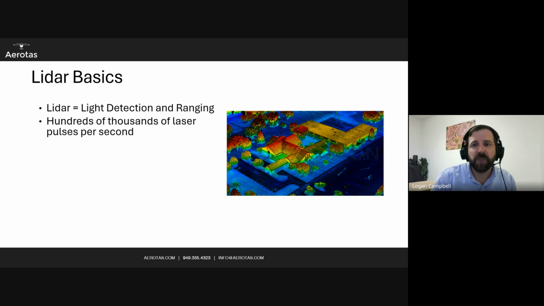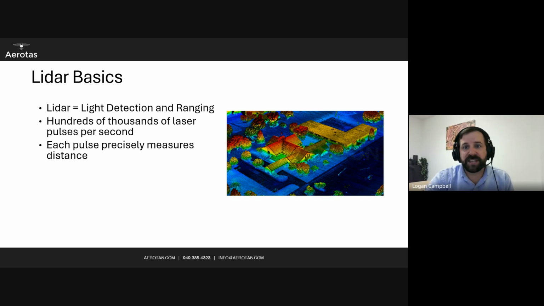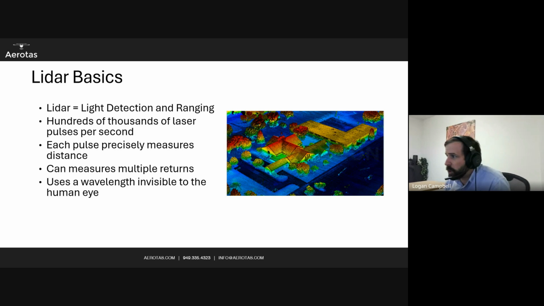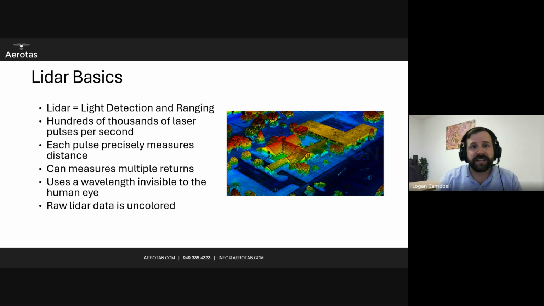Light detection and ranging. LiDAR is a laser that sends out hundreds of thousands of laser pulses per second, and it records the angle and distance coming back to it. Each pulse precisely measures the angle and distance and brightness, also known as intensity, coming back into it, and it can measure multiple returns for things like vegetation as it sees different things. It is worth noting LiDAR uses a wavelength that is invisible to the human eye, and it is not colorized, which means that LiDAR cannot see color. It is fully uncolored, and LiDAR is not dangerous to human eyes.